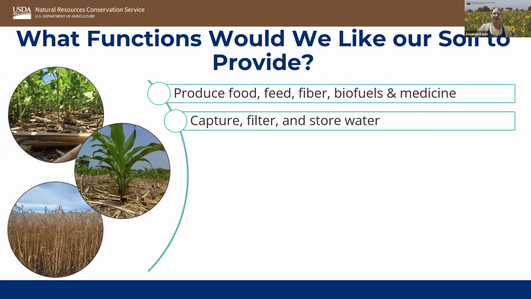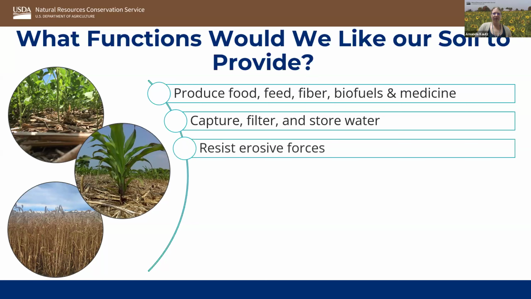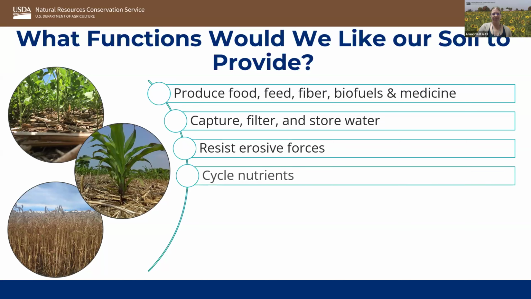Capturing, filtering, and storing water. So the water that comes from the sky is rain. You obviously want it to go into the soil, be held for our crops, and then be filtered of any contaminants or anything that might be in there. We don't want it to erode because we want our soil to stay where our soil is supposed to be. We don't want it to move off site and go into the nearest water body and either go to the Gulf of Mexico, Lake Erie, or Lake Michigan, depending on where you are in Indiana. So we want to keep our soil where it's supposed to be.